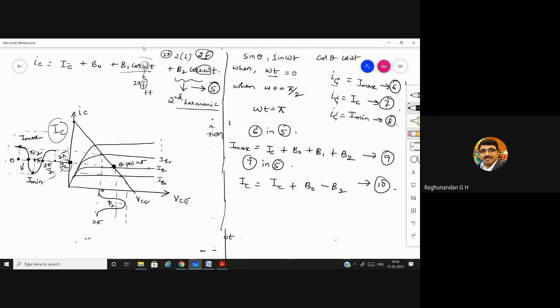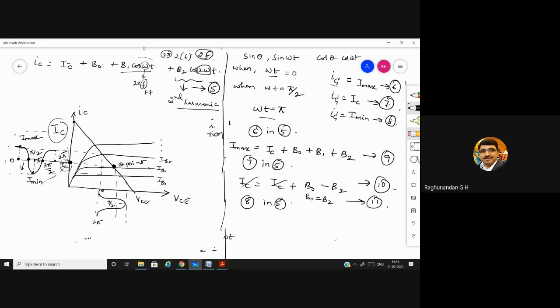Now again we have one more value. Substitute 8 in 5. So we can cancel IC. We can cancel these two and we'll equate B0 is equal to B2. So this is our 11th equation.